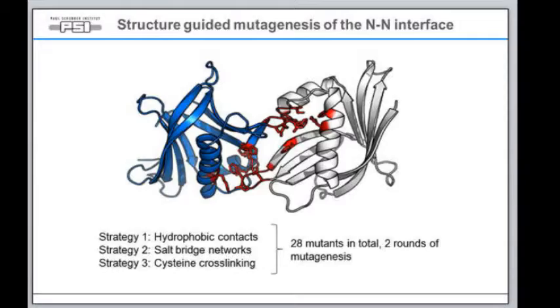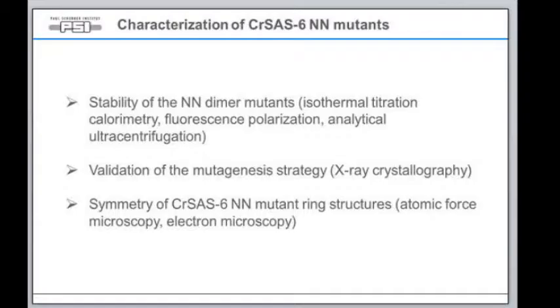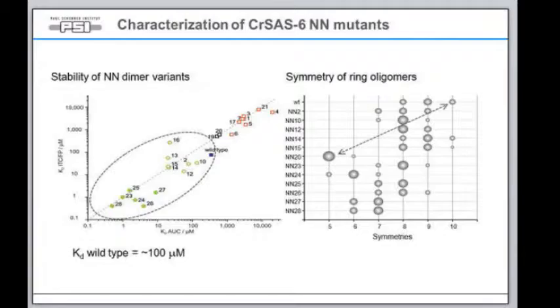We used two rounds of mutagenesis and assessed all these mutants in terms of stability of the N-N dimer using different biophysical methods. We validated our mutagenesis approach by solving the structures of all these mutants. And finally, we assessed the symmetry of these mutants in the context of the coiled-coil dimer by atomic force microscopy or electron microscopy. And what we found is that, so here we have the wild-type protein. It displays a KD of roughly 100 micromolar, so it's not infinitely stable. Surprisingly, although we designed the mutants to stabilize the interaction, one-third of them rather destabilized the interaction. Nevertheless, we also found two-thirds of the mutants that increased the stability.